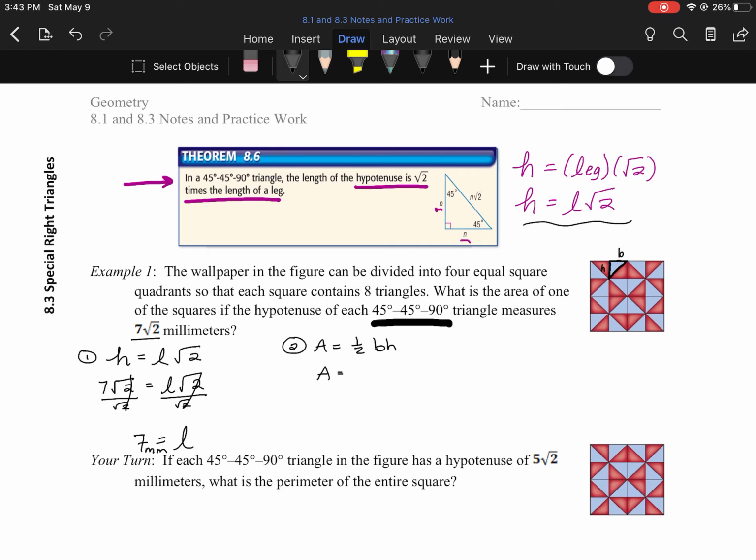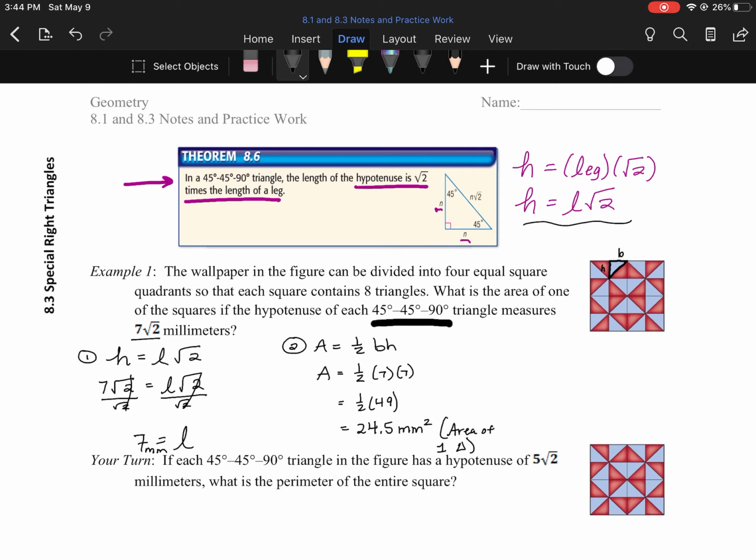So now we can find the area of one tiny triangle. So 7 times 7. So 7 times 7 is 49. Might as well write all this out. And then half of 49 is 24.5, we'll say, millimeters squared. All right, so this is the area of one triangle.